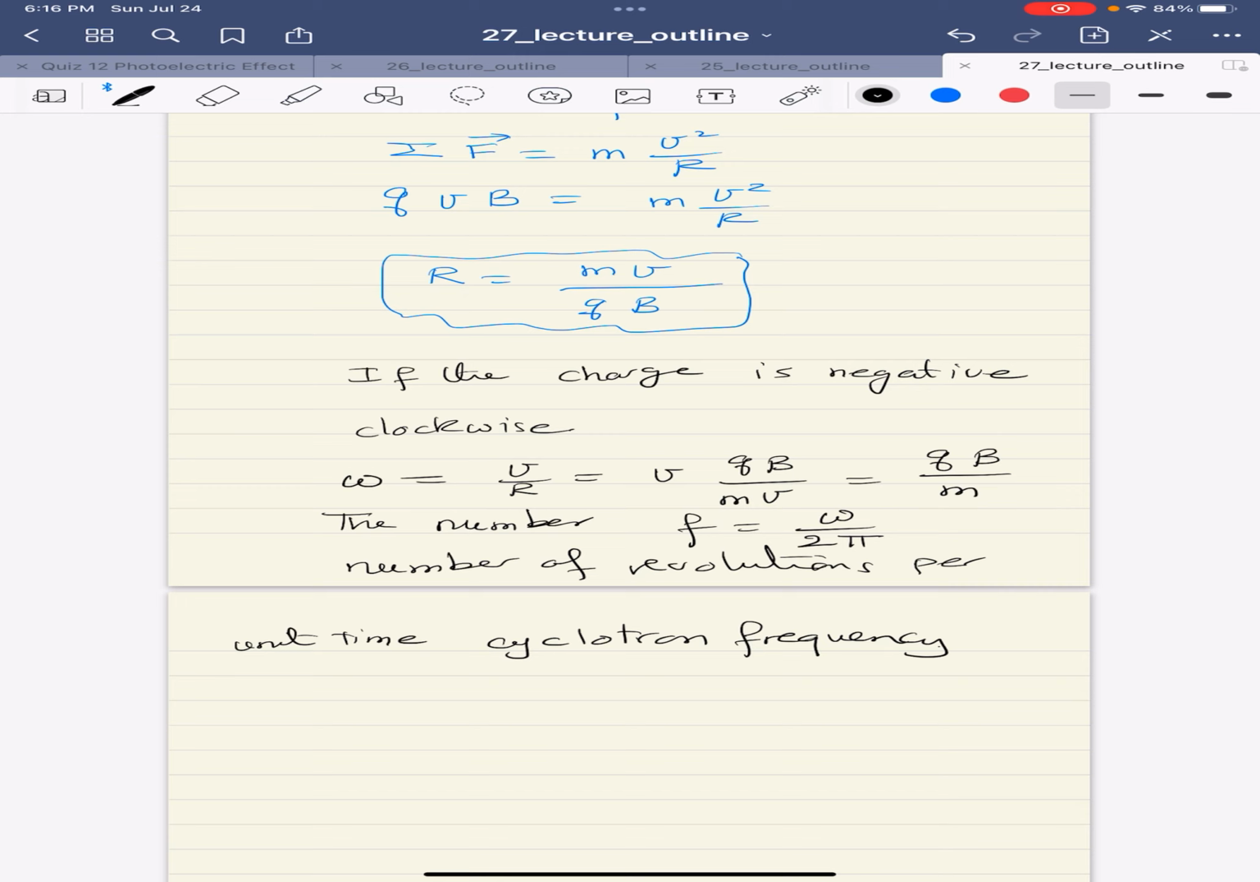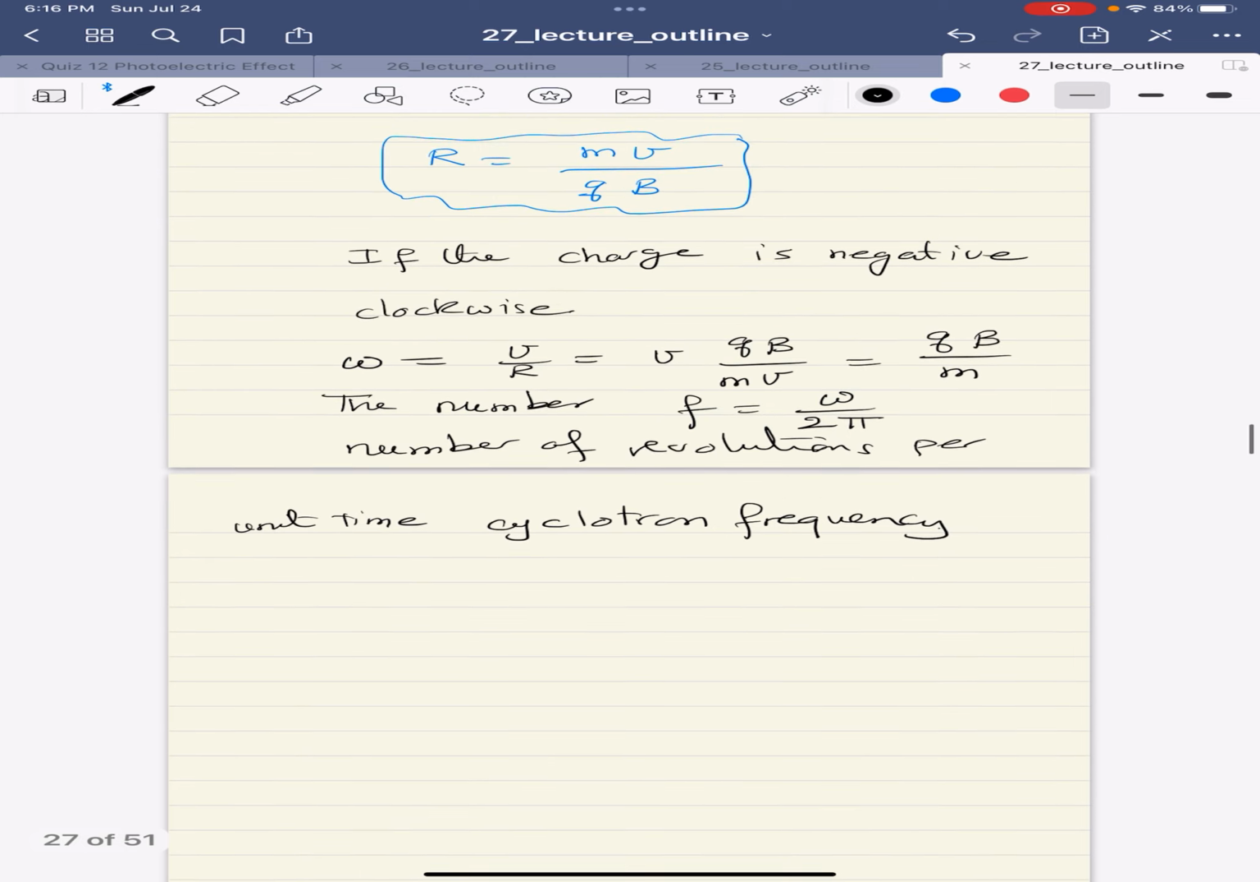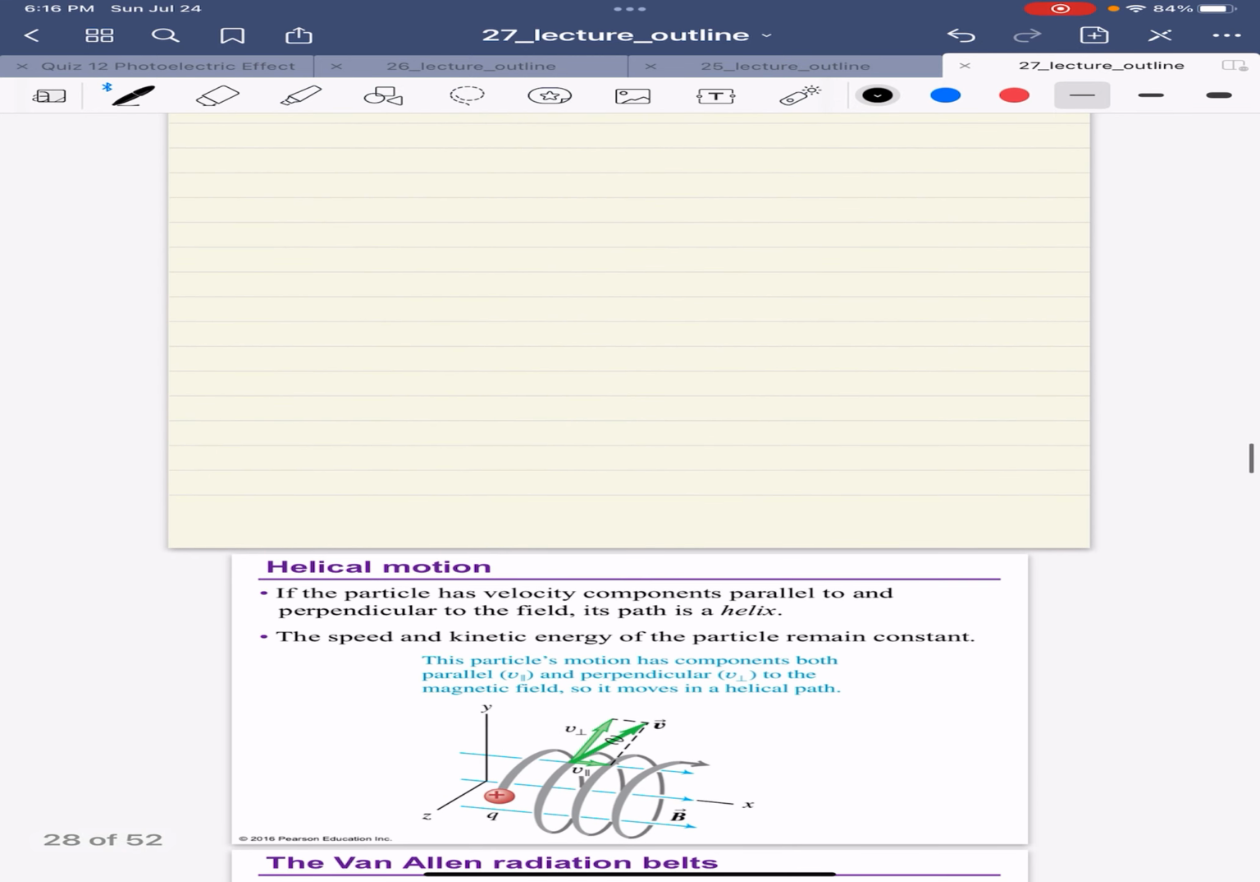Okay, and that is really important for accelerators, where we want to accelerate objects in nuclear physics, and this is one of the things that we need. If you go to a higher physics class, then you will know more about it.